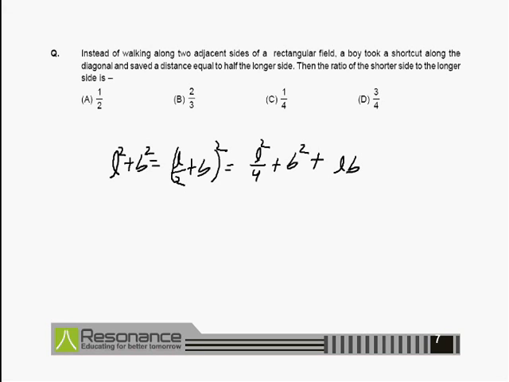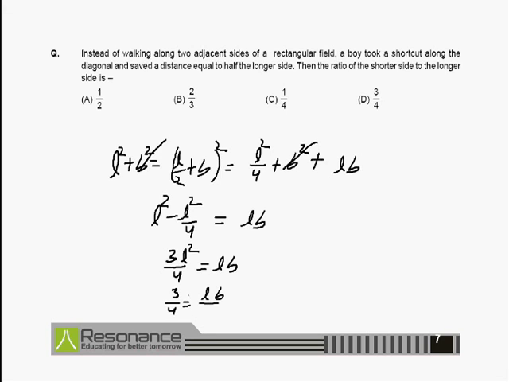Now we can cancel B square by B square. We have to shift L square by 4 to the left hand side. So L square minus L square by 4 is equal to LB. L square minus L square by 4 comes to be 3L square by 4, which is equal to LB. Now 3 by 4 is equal to LB by L square, which comes to be B by L. So the required ratio, that is the shorter side to the longer side, is 3 by 4. According to the options, option D is correct.